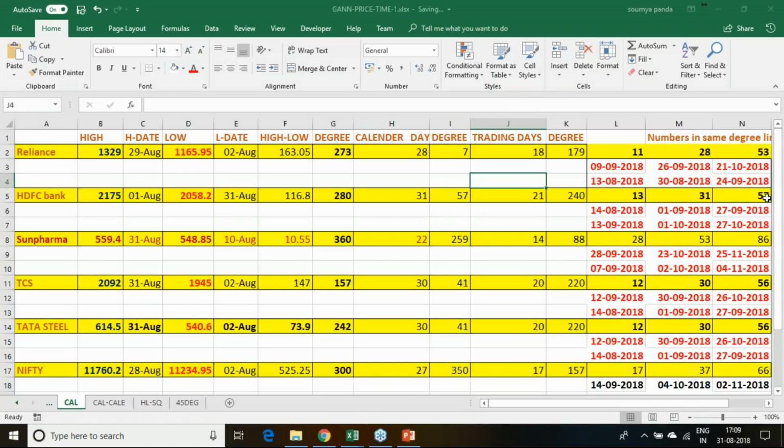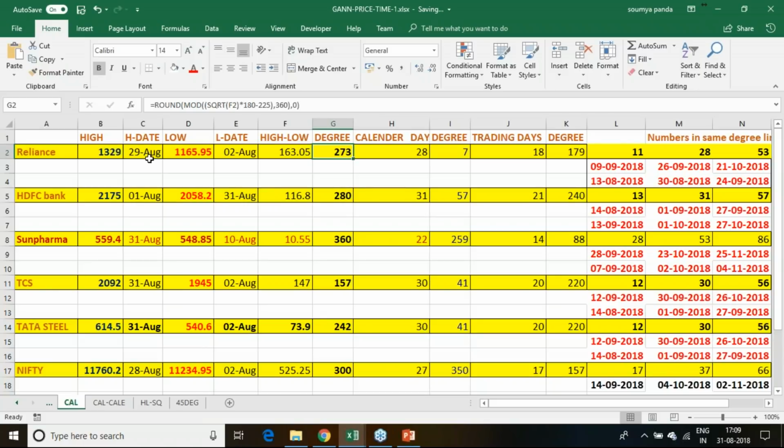Now come to the condition part. What we are doing in this particular method? First we are taking the high, when it has happened, the low, when it has happened, and which date it has happened. So between the high and low, how many price points are there? What is the difference between the high and the low? That we are taking. So this part is giving you the high and low. The difference is 163 rupees. So this 163, I am converting to degree.